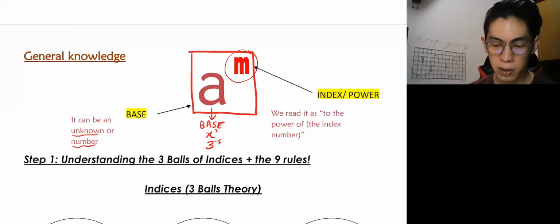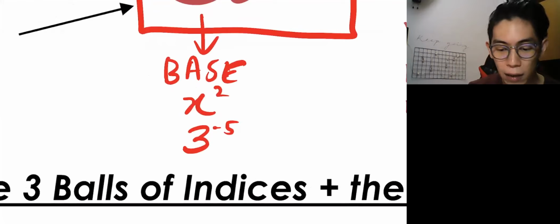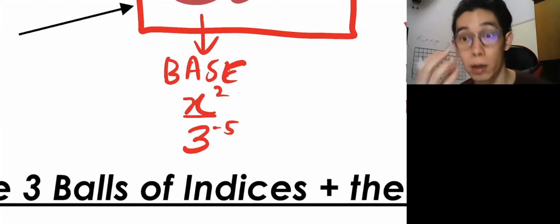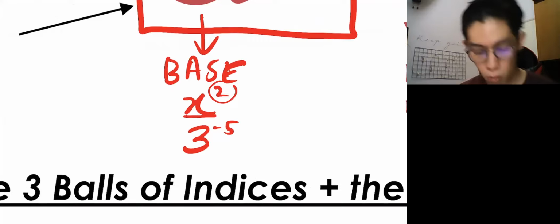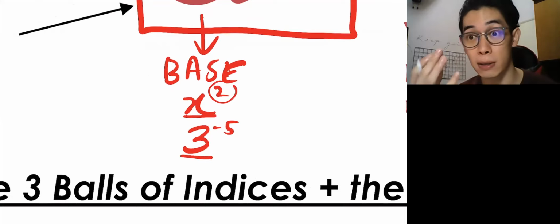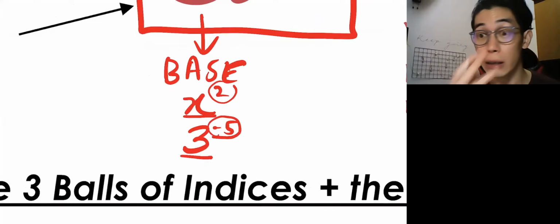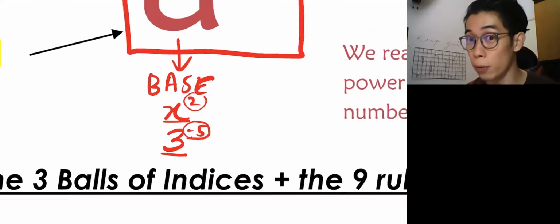Again, I make it bigger, everyone. I highlight, what is this? The base. What is the 2? The index. What is the 3? The base. What is the -5? The index. Okay, so one more time, just a quick one.